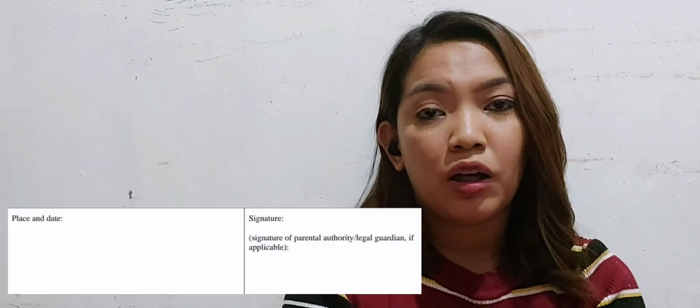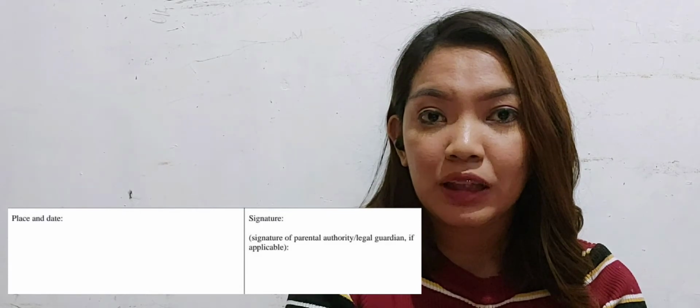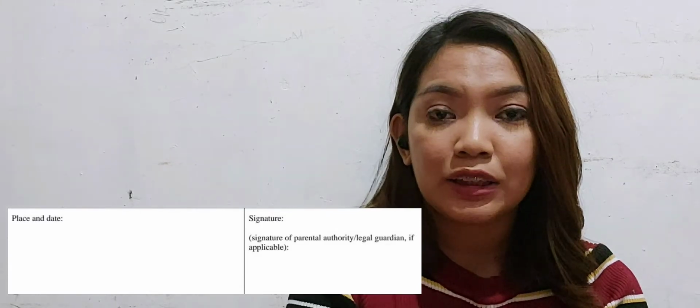And that's it. On the last page, it's just going to ask you for the place and date that you answered the Schengen visa application form, as well as your signature. So once you fill those up, then you can go ahead and submit your Schengen visa application form together with your other requirements, and you're gonna be good to go.